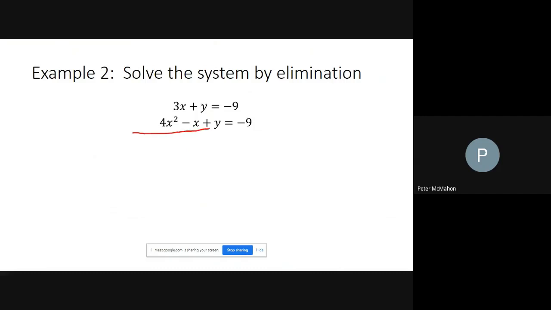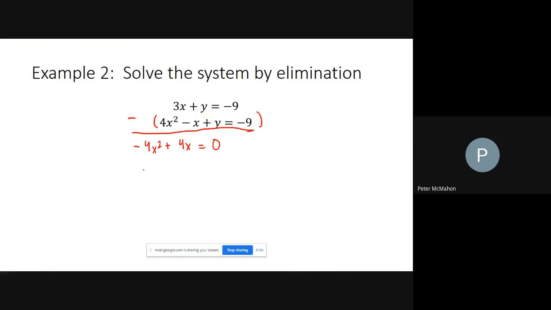The result is always going to be the same. I'm going to put brackets here. The y minus y eliminates; the idea is we're reducing it down to one equation with one variable in it, and we know how to solve those. There's no x squared term up here, but if I'm subtracting a 4x squared, it makes a negative 4x squared. 3x minus negative x is positive 4x. y minus y is 0. Negative 9 minus negative 9 is also 0.